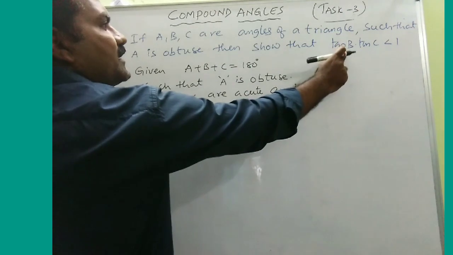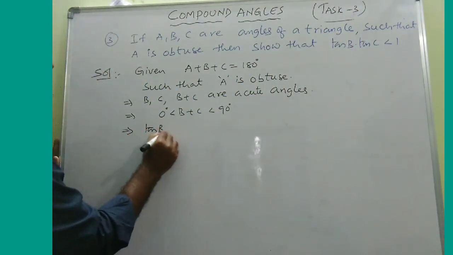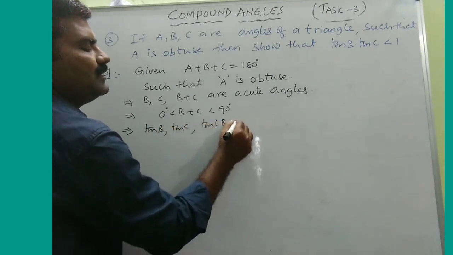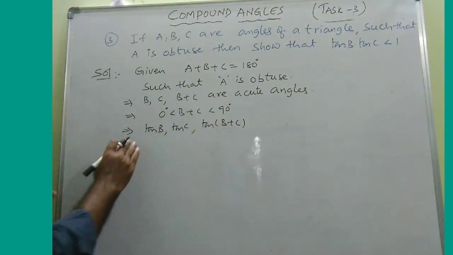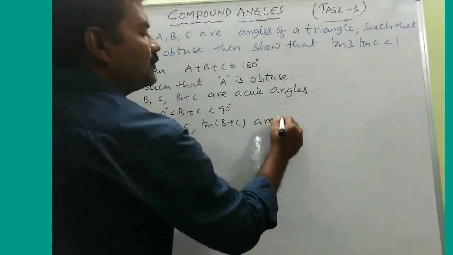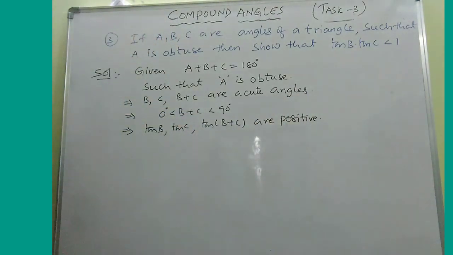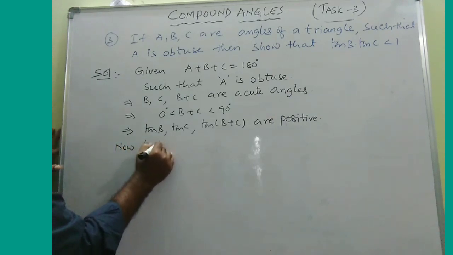Especially here we are talking about the tan ratio, no? So hence I can say that tan B, tan C, even tan of B plus C, both together, are less than 90, which is first quadrant. So clearly these are all positive. A very interesting question this is. See how each step depends on the next step. Now let us find tan of B plus C.